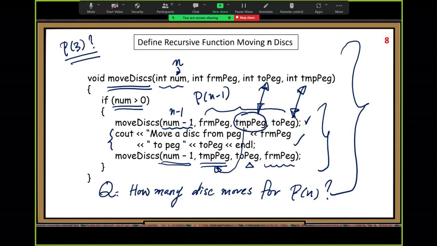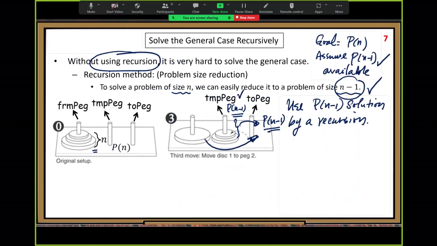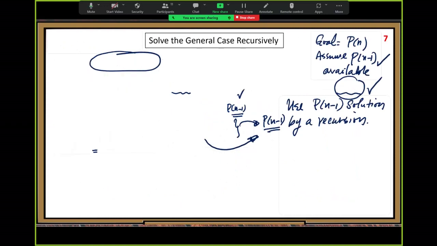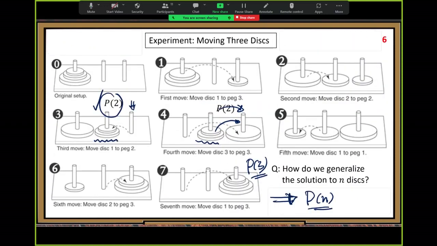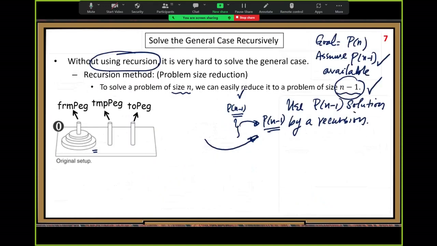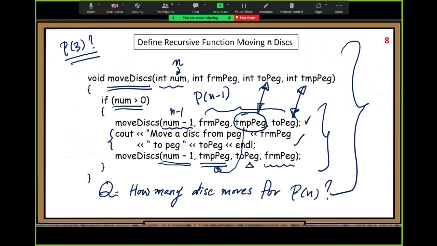Any of you see it? So let me go back to the previous slide. Okay. 1, 2, 3, 4, 5, 6, 7. This is the last move, 7. So the answer is, if n equals 3, the answer is 7. But if the size is n, what is that number?